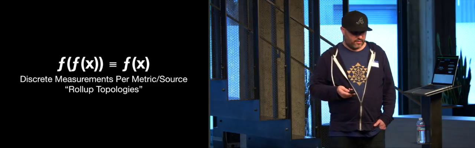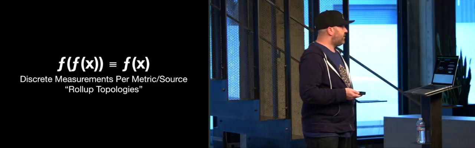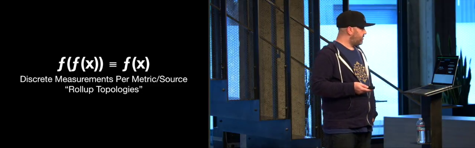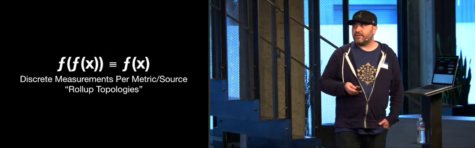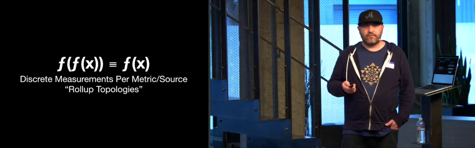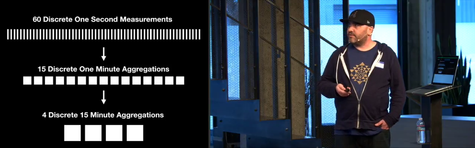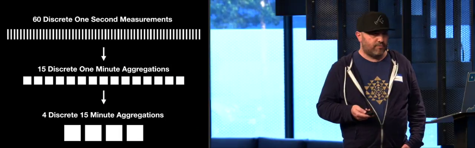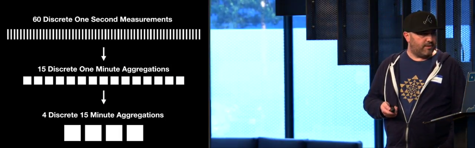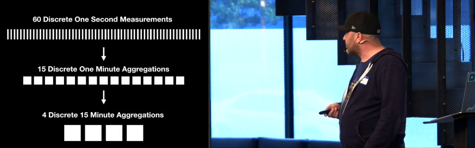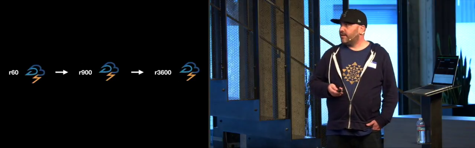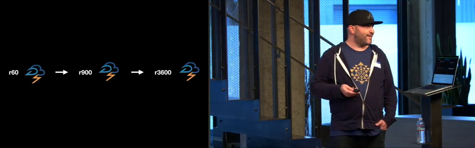And we made sure that the logic inside of Storm was idempotent. All the topologies handled each measurement discretely per metric and source. We refer to those internally as roll-up topologies. So if you have 60 discrete 1 second measurements, those can be rolled up into a minute measurement, 15 1 minute measurements can be a 15 minute aggregation, and four of those roll up into an hour. So fancy. That translated into three Storm topologies.